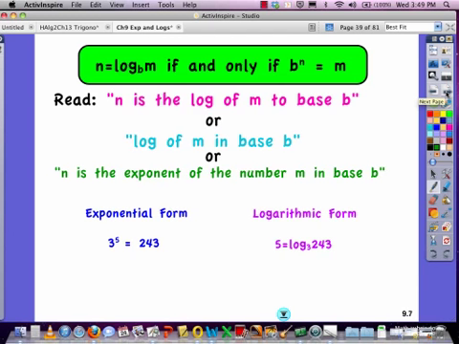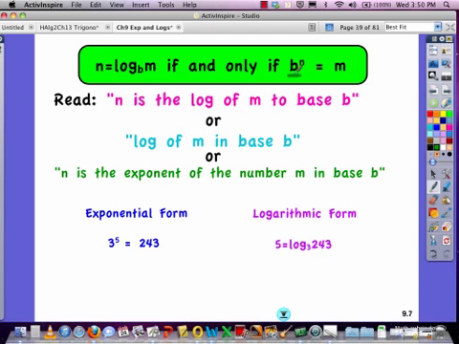So you can see it here. Even though we're not using base 10, we can say whatever our base is, raised to the power n equals m, we should be able to write it in log form. And again, read the same way. So n is the log of m to base b, the log of m in base b, or if you're reading it for meaning, n is the exponent of the number m in base b.